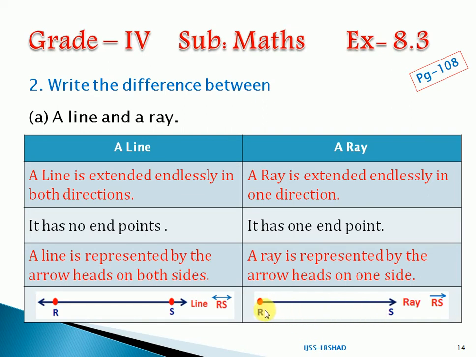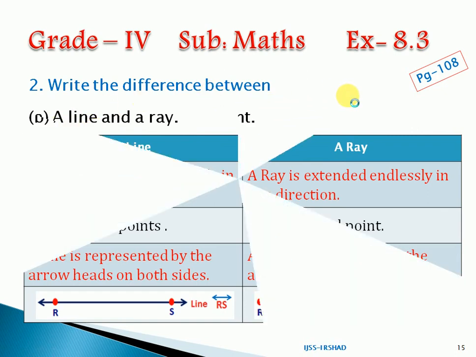This is an end point, this is a non-end point, and RS with an arrow on top. This is the symbol of our ray. This was question A. Now let's see question B.